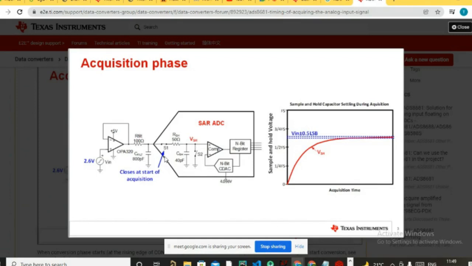So the acquisition phase is used to charge your sample and hold capacitor, and the conversion phase is what actually gives you the output, and it stores it into this n-bit register. The n-bit register then gives you the output. If it is a 5-bit ADC, it will give you from D0 to D4, like that.